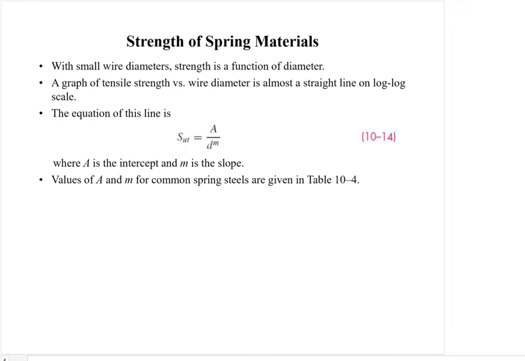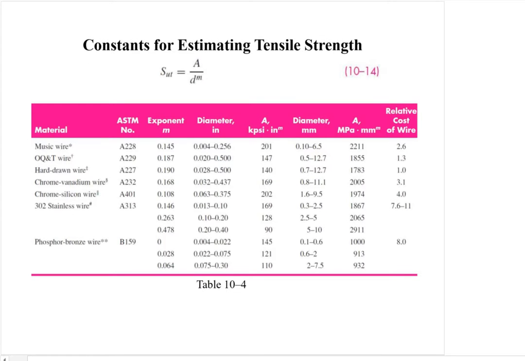Strength with small diameter wires, strength is a function of diameter. And we have values of A and M on table 10.4. So this is the ultimate tensile strength as a function of diameter, and we can get these values of A and M from table 10.4. So here's this equation again, estimating the tensile strength. And we have our different types of wire, our materials here.